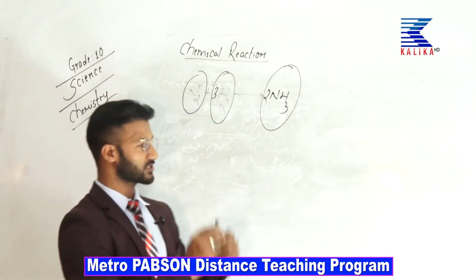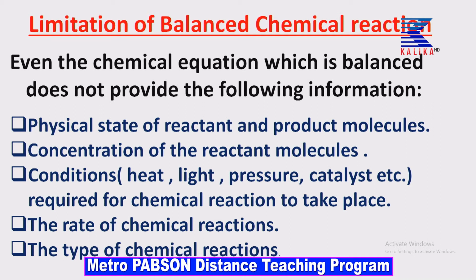Now, have a look on the screen please. Then the screen written, let me just read it out. Even the chemical equation which is balanced does not provide the following information. Number 1, there is written physical state of reactant and product molecules. I just explained this. Okay, let me take one more example on the half of this information.